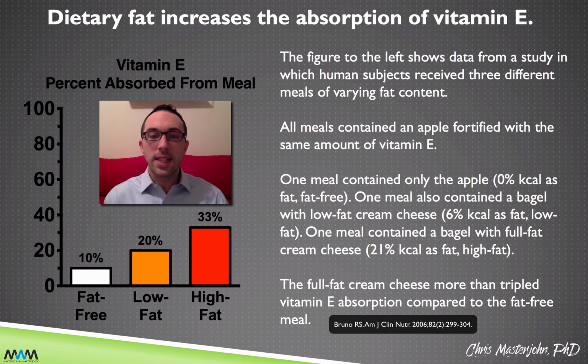What you see on the screen is data from a study where subjects were given either a fat-free meal, a low-fat meal, or a full-fat meal, and they tested how much vitamin E did they absorb. The fat-free meal was just an apple with a vitamin E supplement. The low-fat meal was the same thing plus a bagel with low-fat cream cheese, and the full-fat meal was the same thing, only the cream cheese was full-fat instead of low-fat. The high-fat meal wasn't really that high in fat. It was 21% of calories, but it was a lot higher than the low-fat meal, which was 6% of calories.